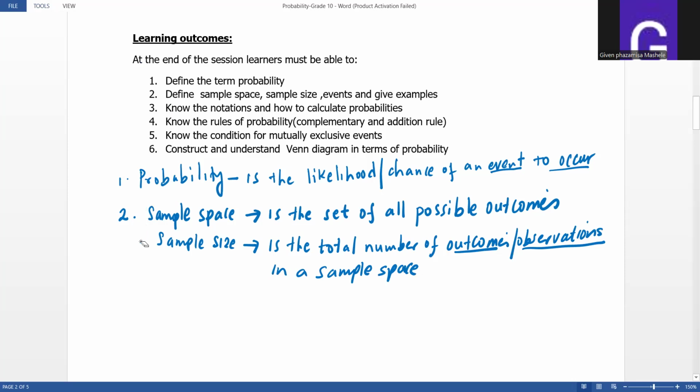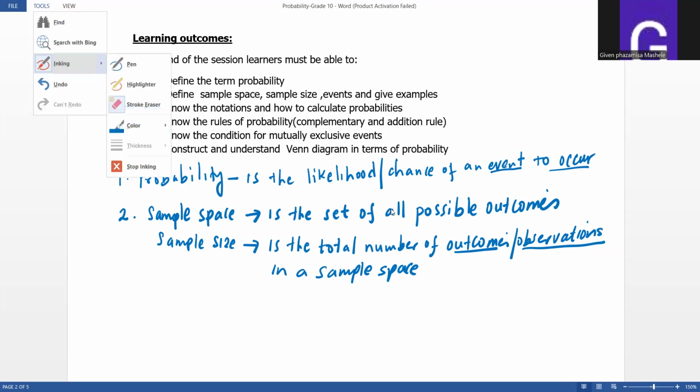So we have what you call a sample space, which is a set of all possible outcomes in an experiment. Then we also have sample size, which is the total number of outcomes or the observations in a sample space. So sample space is a set of all possible outcomes in an experiment, whereas sample size is the total number of observations or outcomes in a sample space.